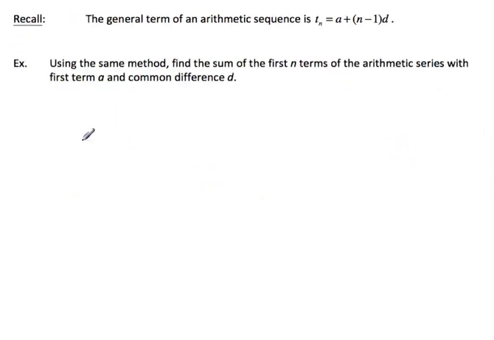Now let's use the same approach to work out the sum of any arithmetic series. Remember that the general term of an arithmetic sequence, and therefore also of a series, is any term is equal to the first term plus n minus 1 times the common difference. So if the first term in a series is a, the second term is going to be a plus the common difference. The third one is going to be a plus 2 common differences, etc. All the way up to the last term, which is going to be a plus n minus 1 common differences.